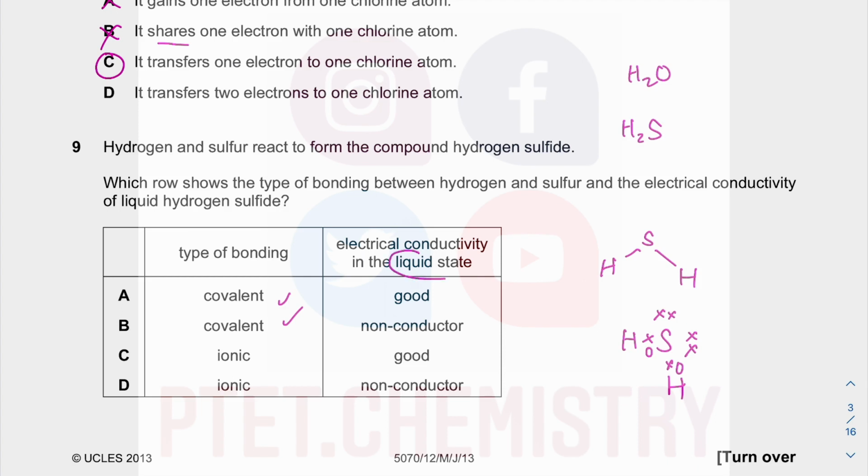And because it is simple molecular, for 9b, you can't conduct in the liquid state at all because you do not have free electrons and you do not have free ions, because you are a simple molecule. You don't conduct electricity even when you are solid or liquid or gas because you have a simple molecular structure.